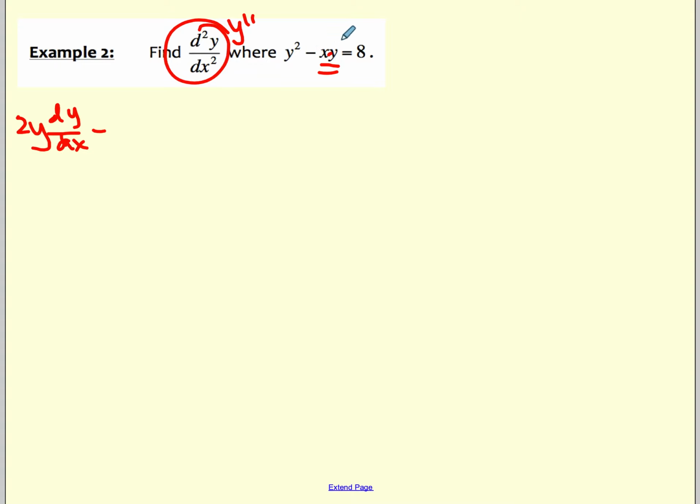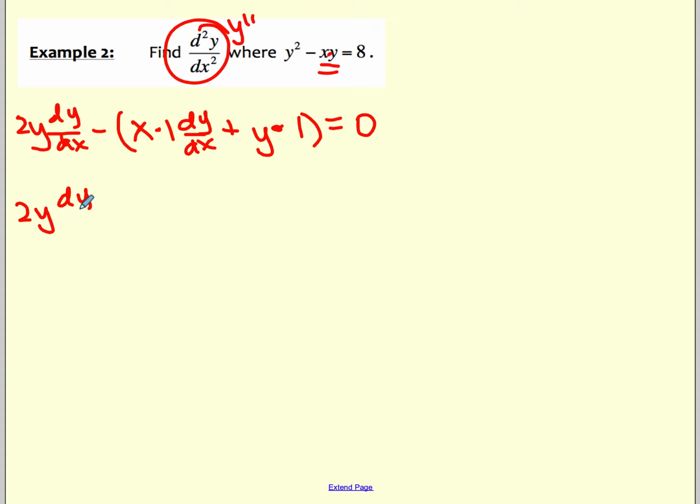Minus, now I'm going to do the product rule of this, and so I'm just going to put it in parentheses for now and then distribute my negative later. Okay, so product rule: derivative of your first, x, times the derivative of my second. Well, the derivative of y is 1, so it'd be times 1, and then since you took your derivative of y, it's dy/dx. So first times the derivative of the second, plus my second, y, times the derivative of my first. The derivative of x is 1. It's a times. Equals the derivative of 8, which is 0. Now I'm going to distribute my negative, so I'd have 2y dy/dx minus x dy/dx minus y equals 0.